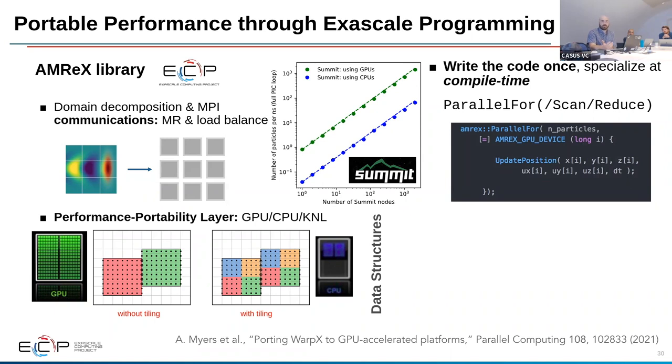Then, the obligatory scaling plot. You're still an order of magnitude faster by using GPUs instead of CPUs in nodes. So of course, use GPUs. And that's the scaling plot to the full size of the standard supercomputer that we measured, and the comparison to using the CPUs.